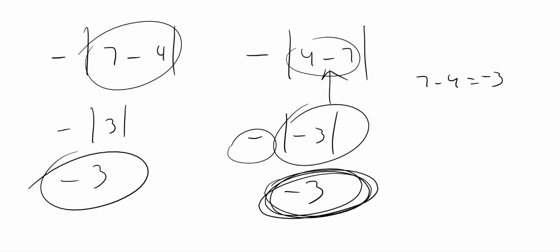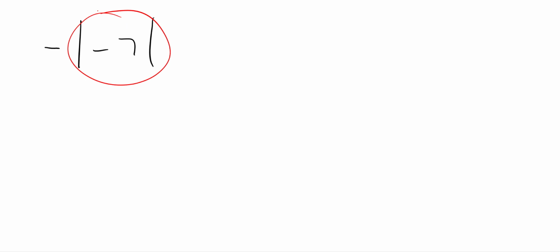Okay, so really you can have two kinds of problems. Here, let's do one more. How about this one? Negative the absolute value of -7. Remember, inside the absolute value first. What's the absolute value of -7? It's 7. And then that negative comes in on the outside, and the answer is -7.